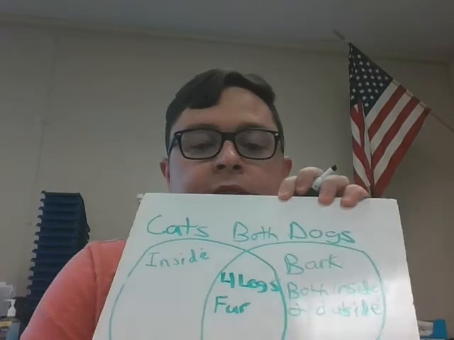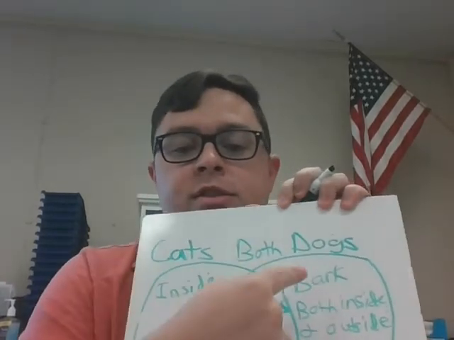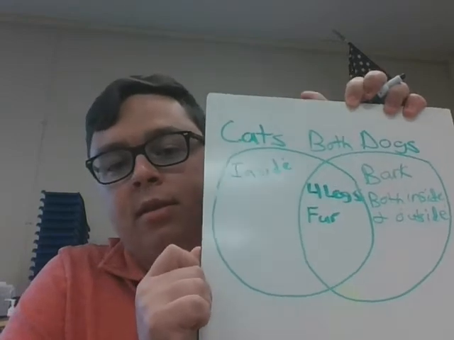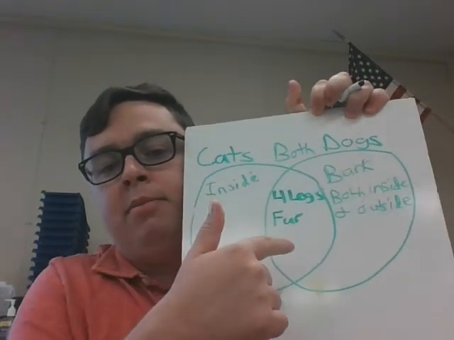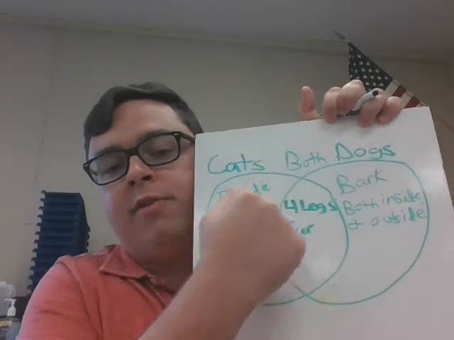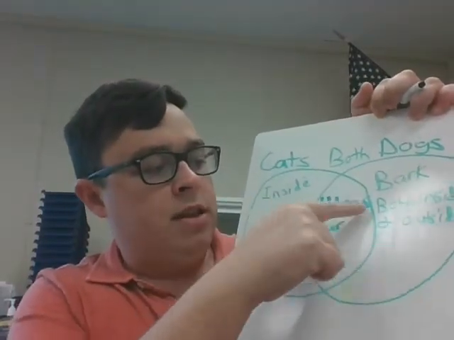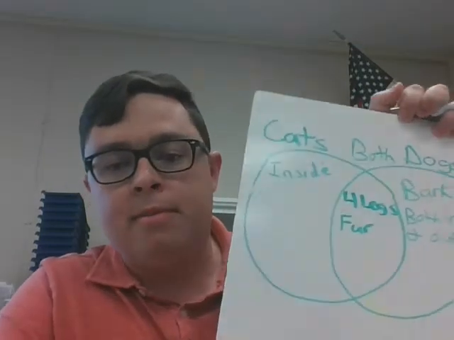Also, they have fur, right? Both cats and dogs have fur. It's not just cats that have fur, it's not just dogs that have fur, it's both. So I'm going to put them where the circles meet. So when I put them here in the middle, that means they're in both circles. Because if I look at the cat dog circle and the cat circle, these things are in both of those. So that means that's what they have alike.